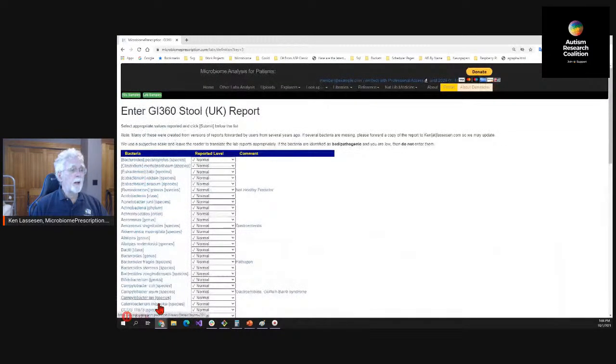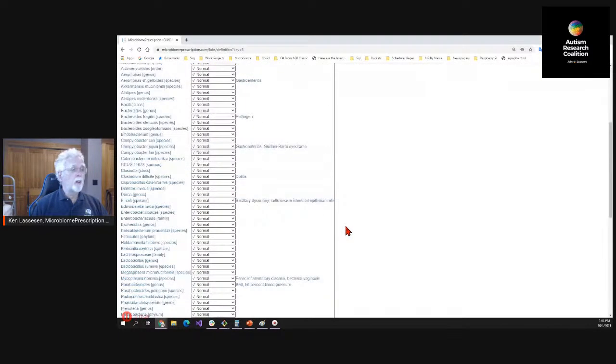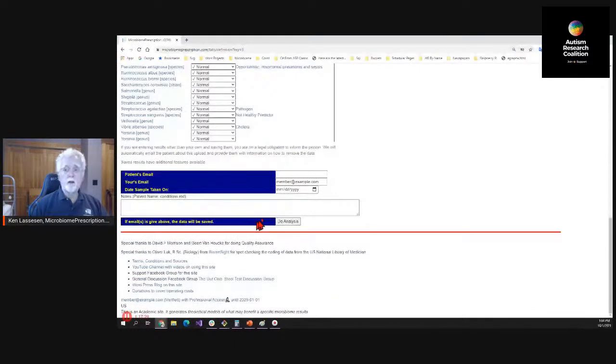And here's the name of the bacteria, and you just indicate what type of shift it is. And it will actually allow you to make suggestions based on the information you added in. So down at the bottom, if you enter an email, it will save the data connected to your email and send you a login link. Otherwise, you just simply do the analysis. For example, if I have that being extremely high, just one item.